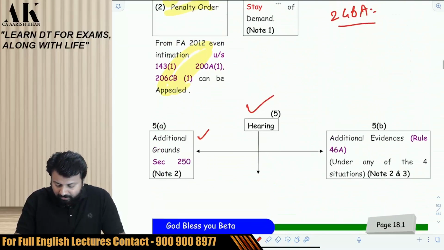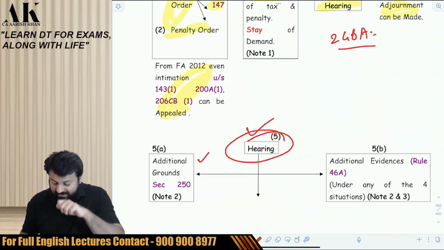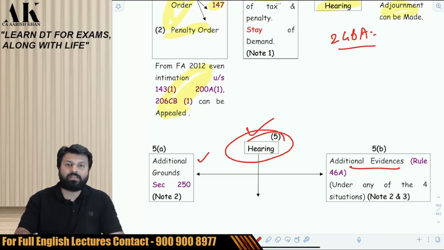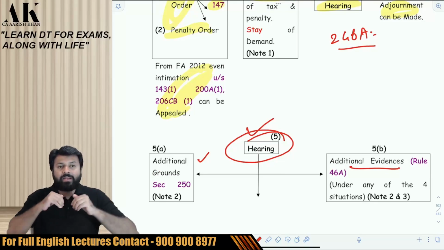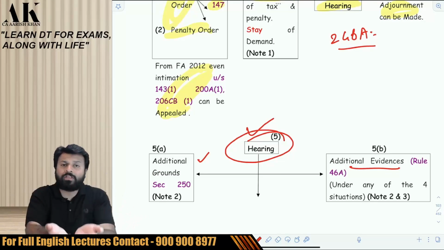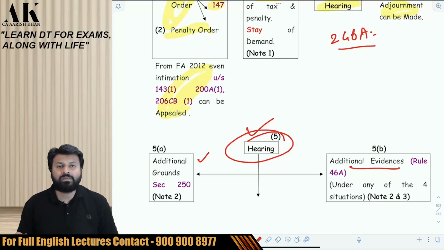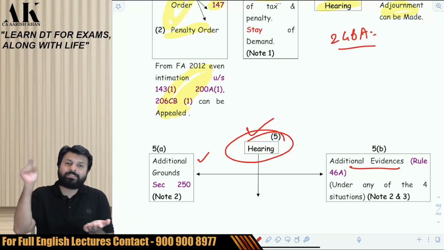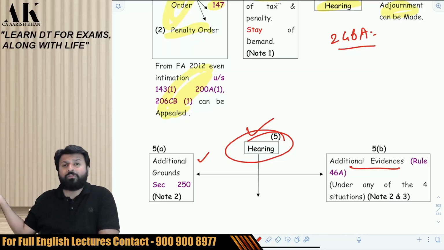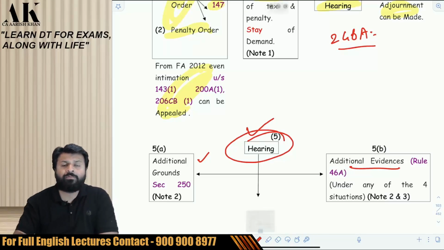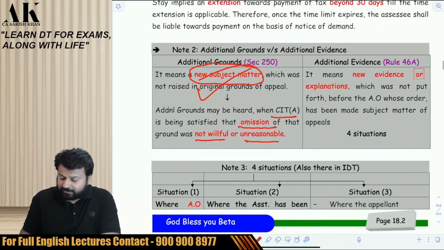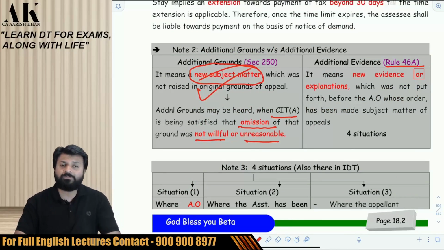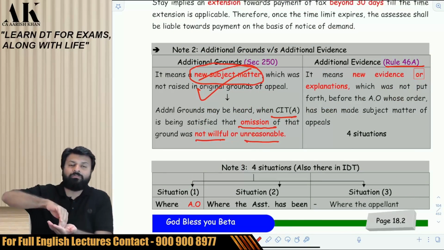The second thing which can happen during the hearing is additional evidences. What do I mean by additional evidence? Let us try to understand the meaning of this first. Additional evidence means an evidence which you were not able to put forth in front of the assessing officer earlier. So this is not a new ground. It is the same ground for which you were not able to put forth the evidences earlier. So now you can put forth the evidences in front of the CIT appeal as per rule 46A.